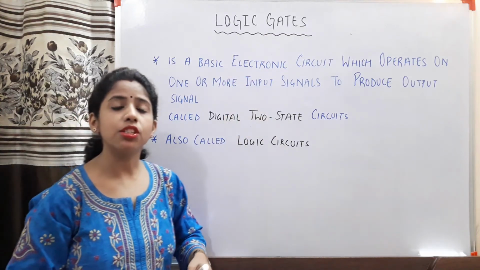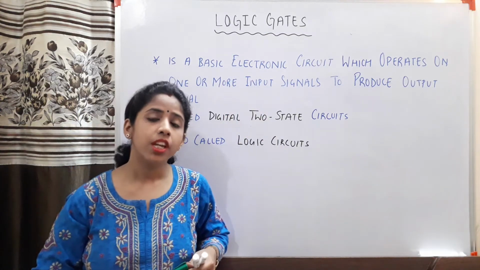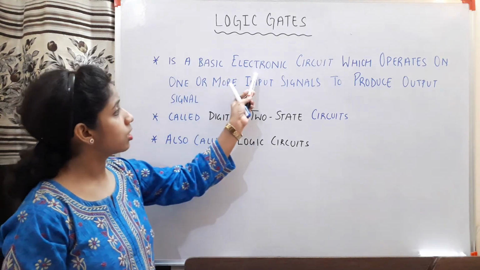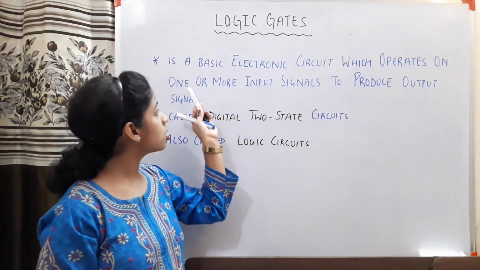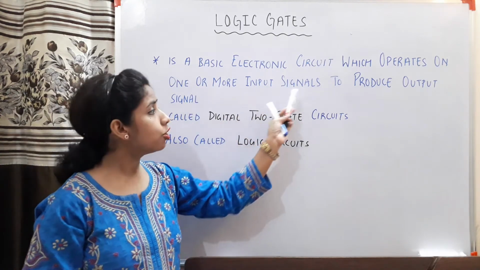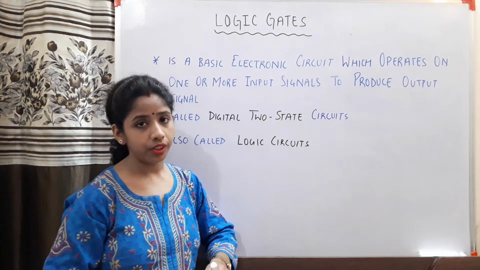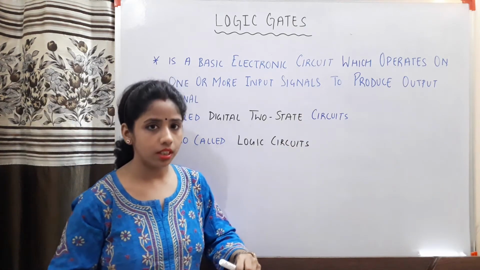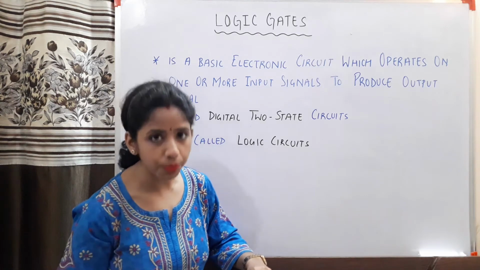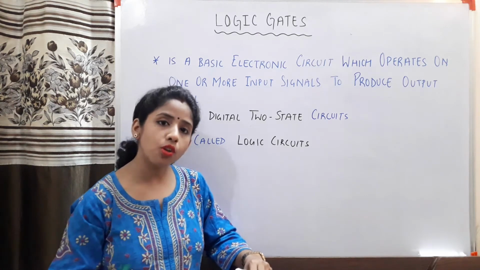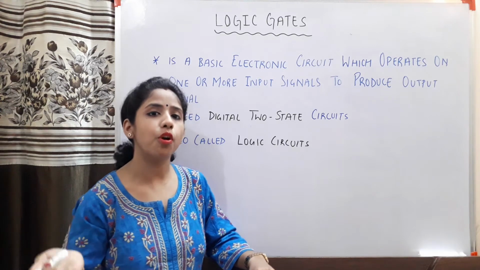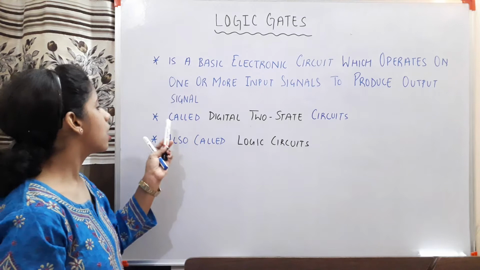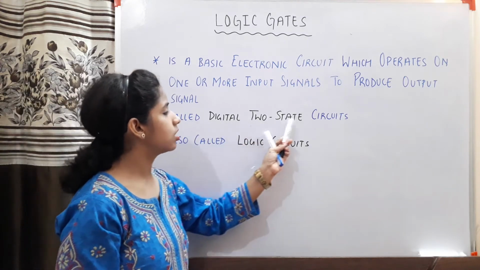So first of all, you must know what a logic gate is. A logic gate is a basic electronic circuit which operates on one or more input signals to produce an output signal. So this gate is actually an electronic circuit to which you provide some input signals, and it works on those input signals to produce the corresponding output signal. Now these logic gates are also called digital two-state circuits.